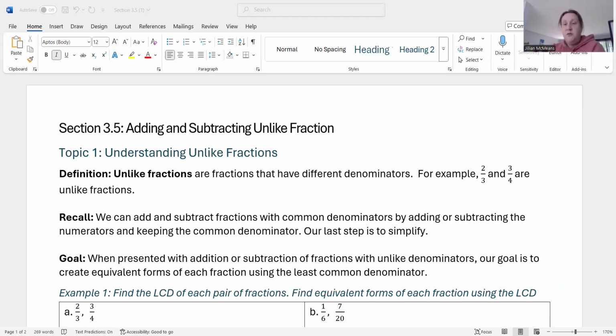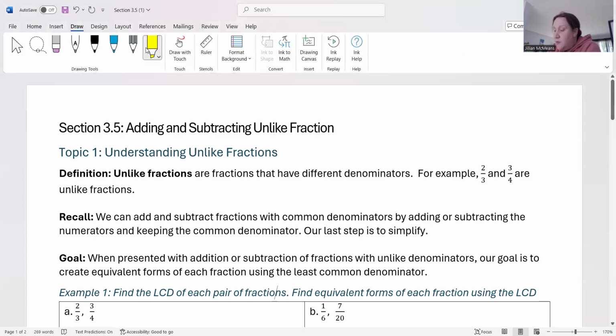All right, for this worksheet, we're going to look at adding and subtracting unlike fractions. So what does that mean? Well, unlike fractions are fractions that have different denominators. For example, 2/3 and 3/4 are just one example of unlike fractions.